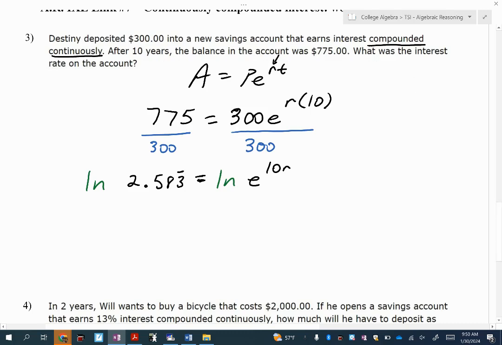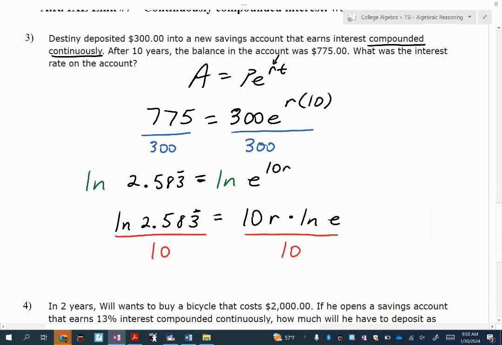We just learned from the previous question that what can we do with the exponent after we take the natural log of both sides? Move it to the front. And then, from the last problem, what is the natural log of E? It's just 1, so you can essentially ignore that. So how do I get R by itself? Divide by 10. If I divide both sides by 10, I'll have my rate.